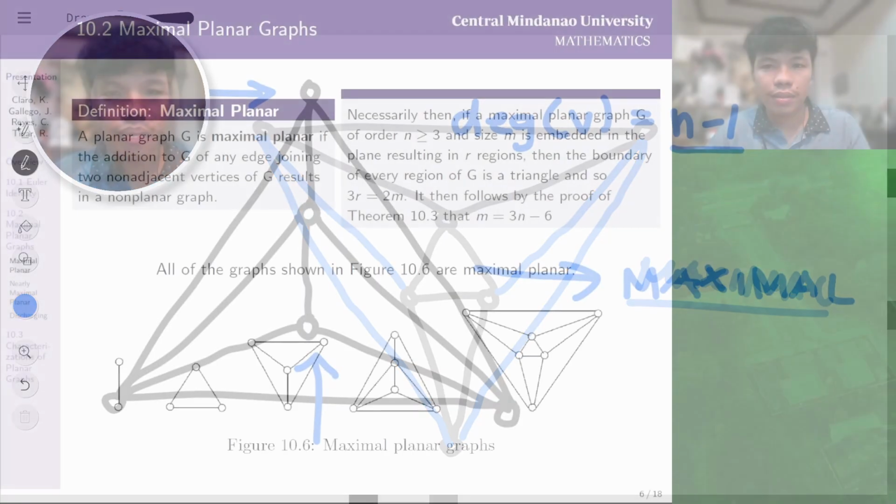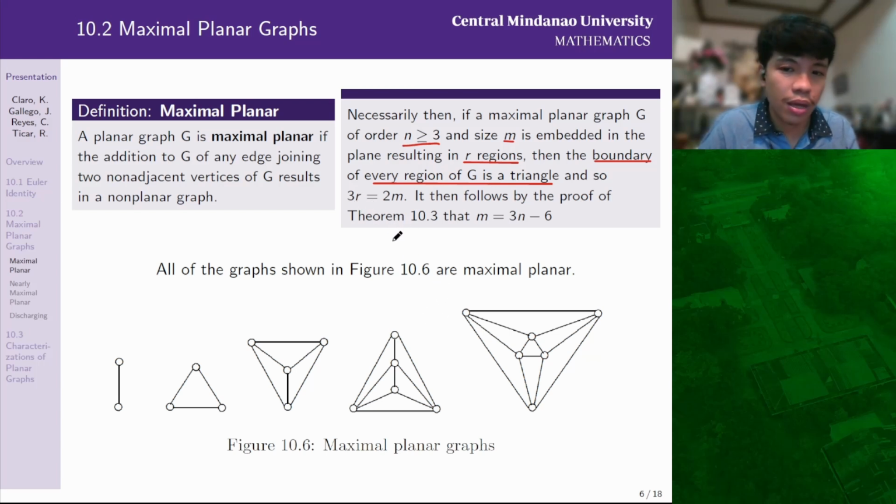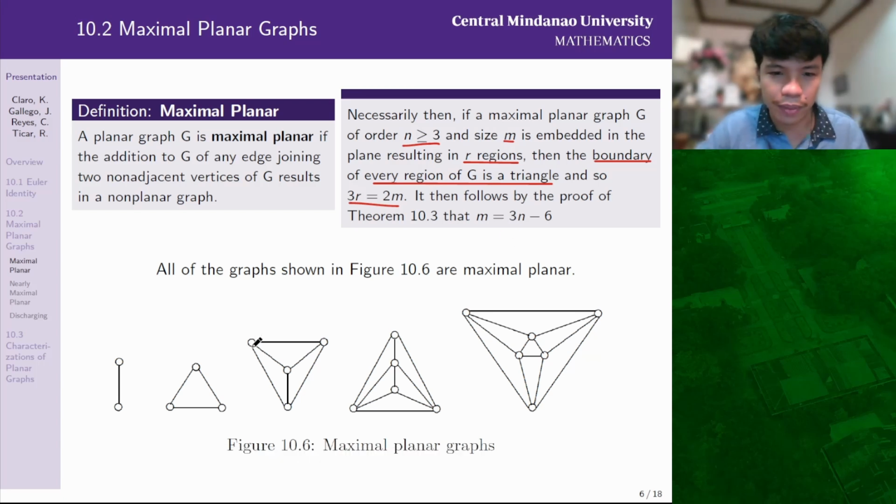If we have a maximal planar graph of order n greater than or equal to 3 and size m, this results in a number of regions r. Then the boundary of every region is a triangle, and it follows that 3 times the number of regions is equal to twice the size. Let's take this as an example and verify this information.